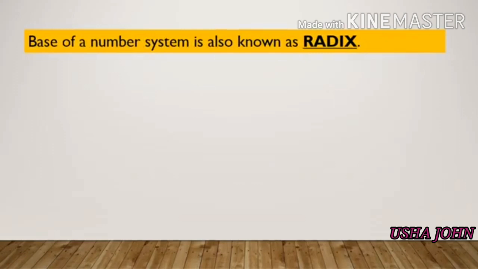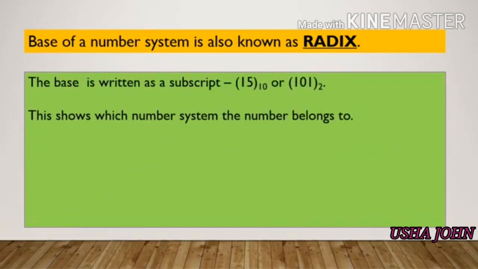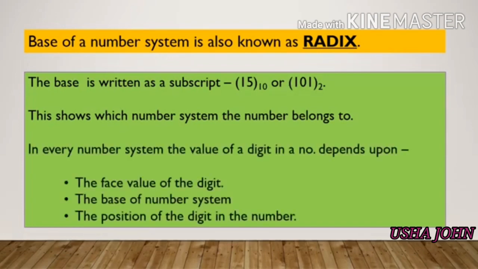The base of a number system is also known as radix. The base is written as a subscript: 15 base 10, 101 base 2. We can't pronounce it as one hundred one, that is 101 base 2. This shows which number system the number belongs to. In every number system, the value of a digit depends upon the face value of the digit, the base of the number system, and the position of the digit in the number.